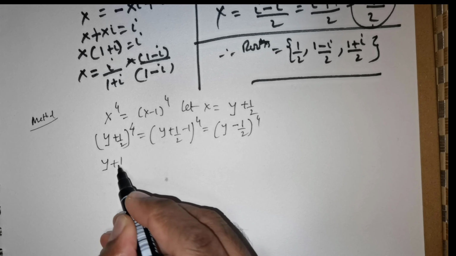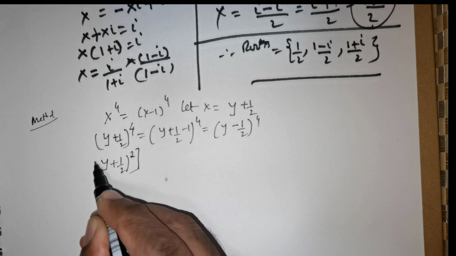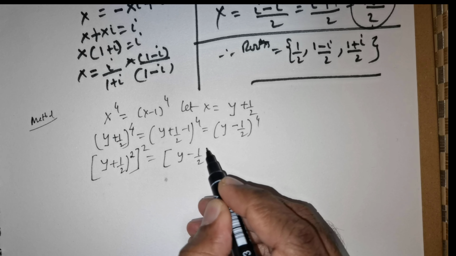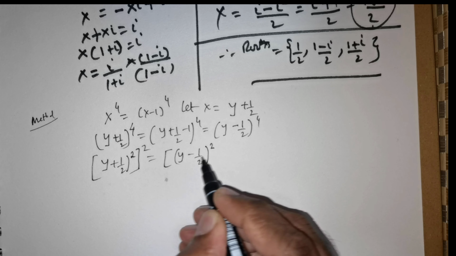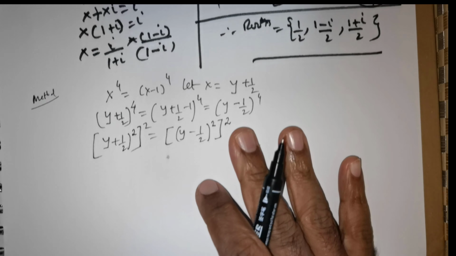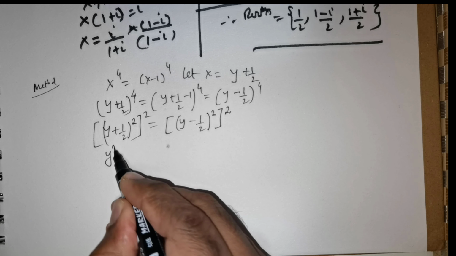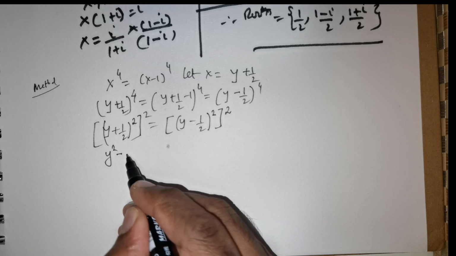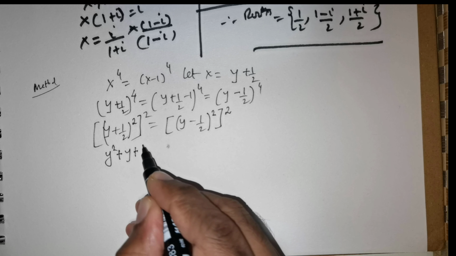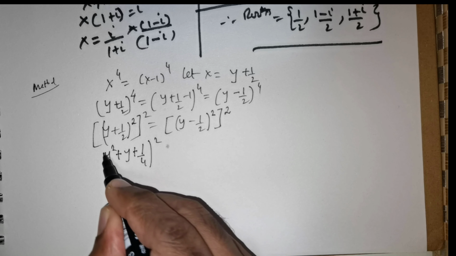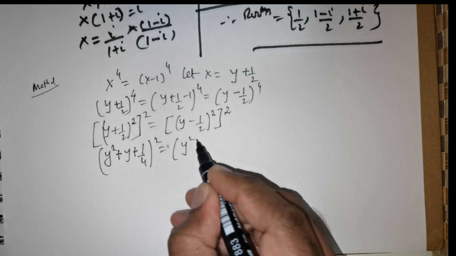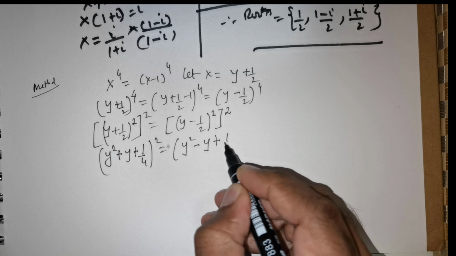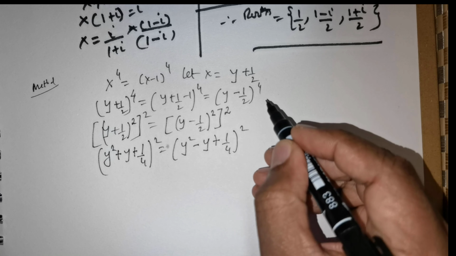Now I want to rewrite this as (y plus 1 over 2) raised to the power of 2, and this is raised to the power of 2. Similarly, this is (y minus 1 over 2) raised to the power of 2, and this is raised to the power of 2. Now I want to expand this. This is going to give me y squared plus 2 times y times 1 over 2. That would give me a y here. Plus 1 over 4, all raised to the power of 2. This is going to give me (y squared minus y plus 1 over 4) raised to the power of 2.